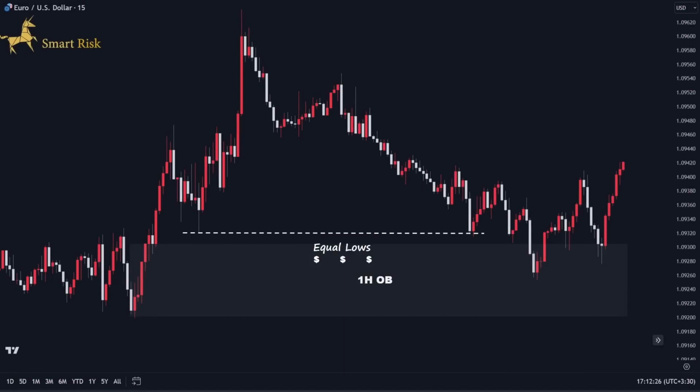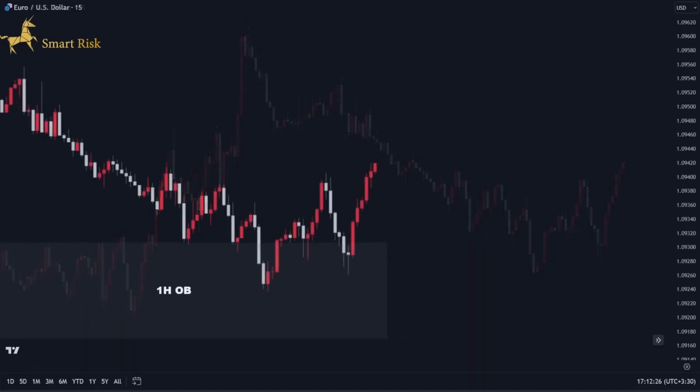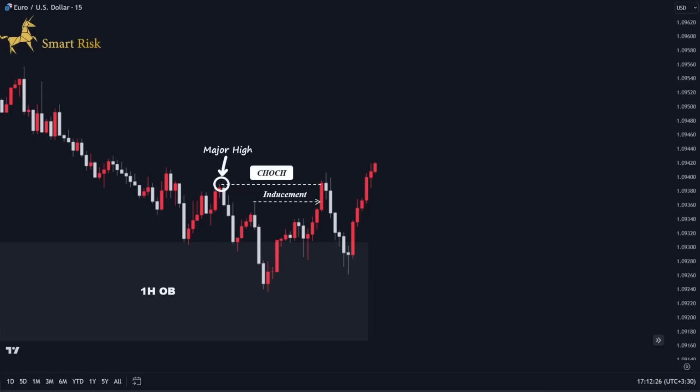Here we have the euro-dollar 15-minute time frame displayed on the screen. We see that the price moved lower and also mitigated the 1-hour time frame's demand area, which is situated below the liquidity pool formed by the equal lows. Upon zooming into that area, we noticed that the higher time frame's demand zone was respected. Following the mitigation of the higher timeframe's demand, the price pushed to the upside, and after taking out the inducement level, broke out and closed above the most recent major high, thus creating a valid change of character.